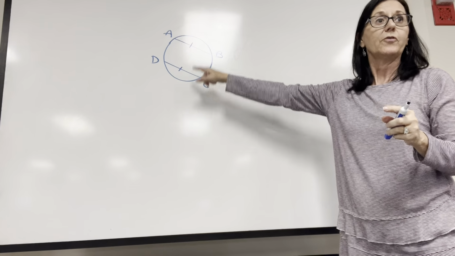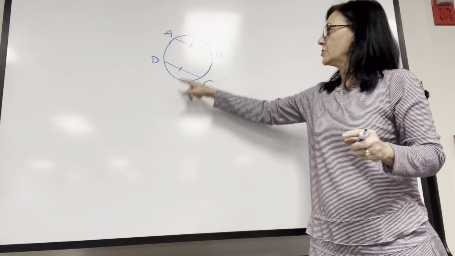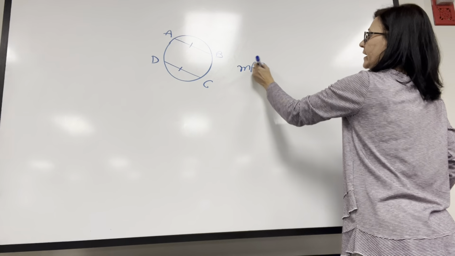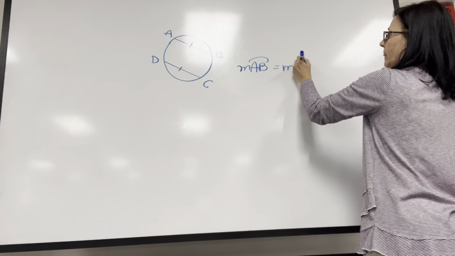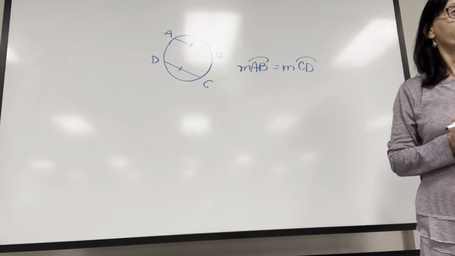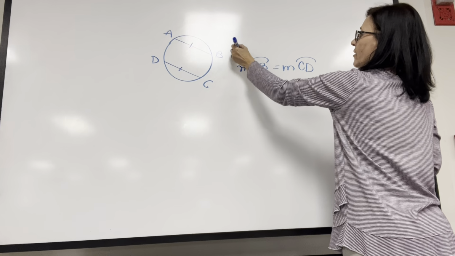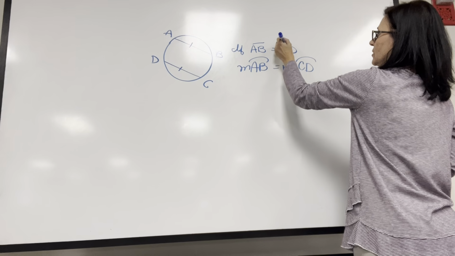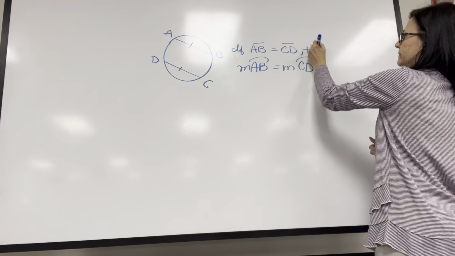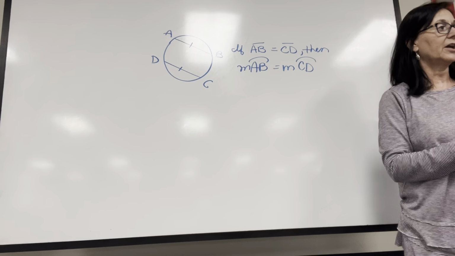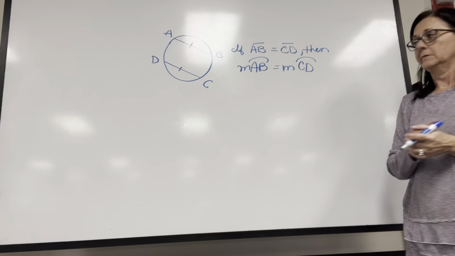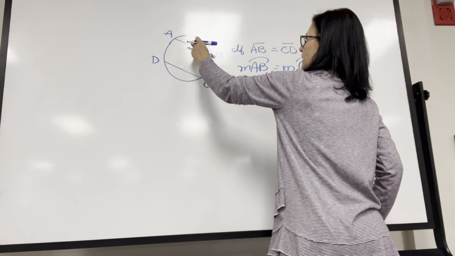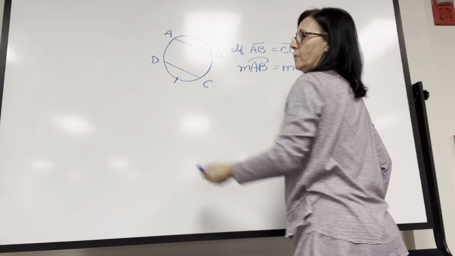If two chords are equal, the arcs which they intercept are equal. So if AB equals DC, then the measure of arc AB equals the measure of arc CD. So if chord AB equals chord CD, then their arcs are equal. It can go the converse as well. If I didn't know that the chords were equal, but I said the arcs were equal.